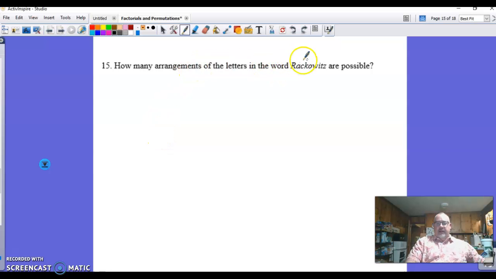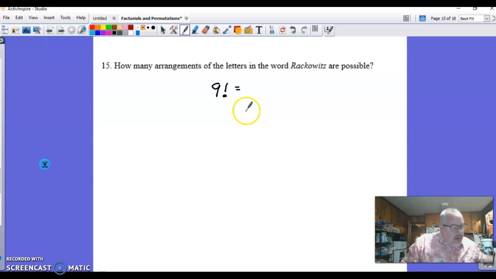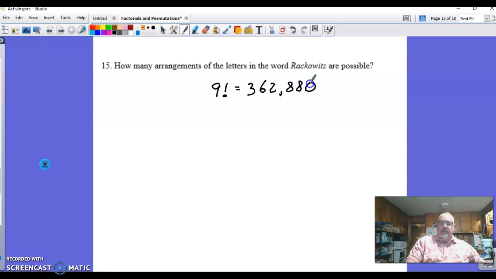How many arrangements of the letters Rackowitz are possible? So again, as long as all the letters are different, R-A-C-K-O-W-I-T-Z, 1, 2, 3, 4, 5, 6, 7, 8, 9 letters, different arrangements, 9 factorial. So I can take that 8 factorial and just multiply by 9. That is 362,880. All right.